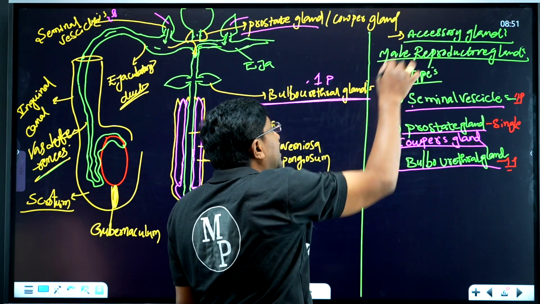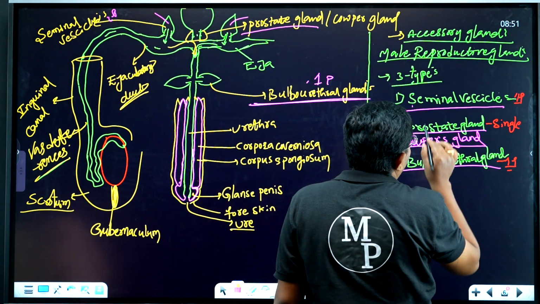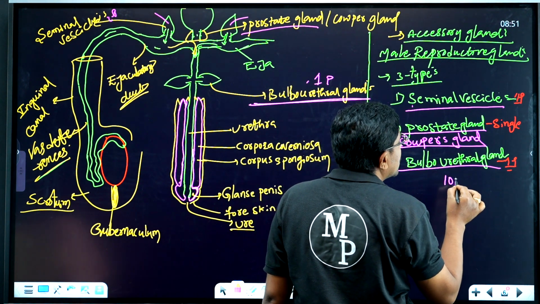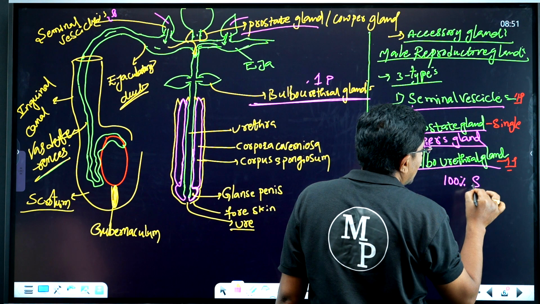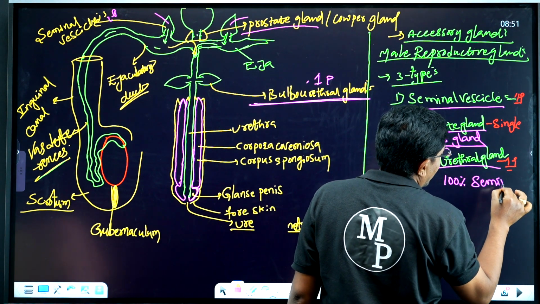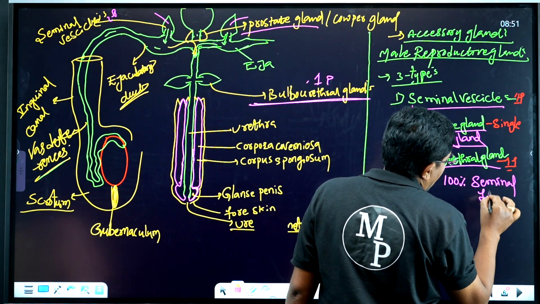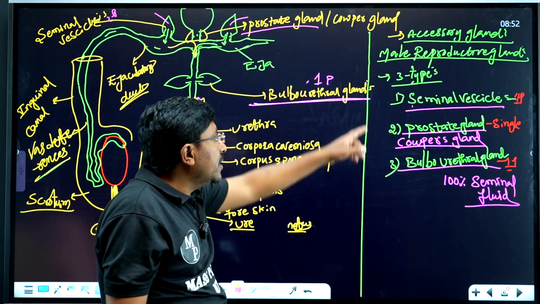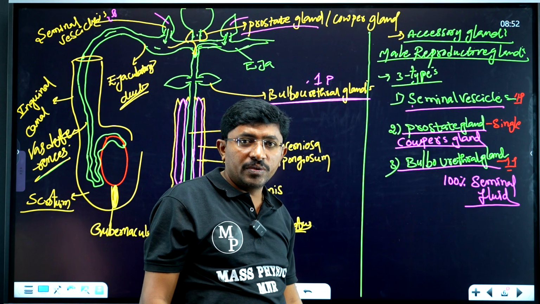These three types of male reproductive glands produce 100 percent of the seminal fluid.